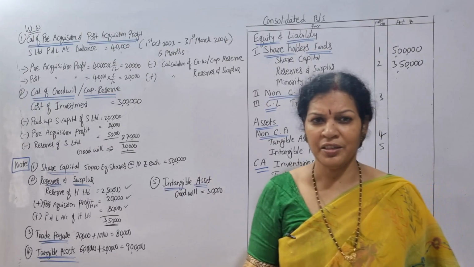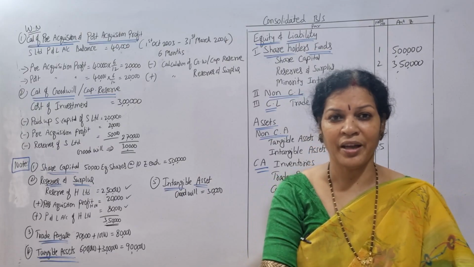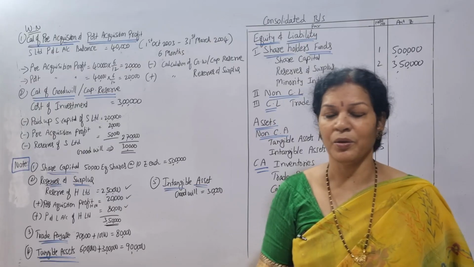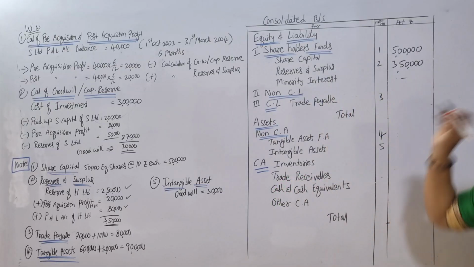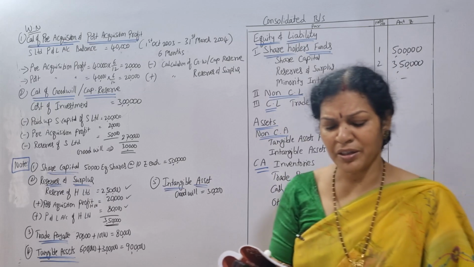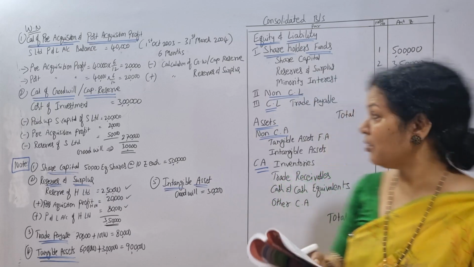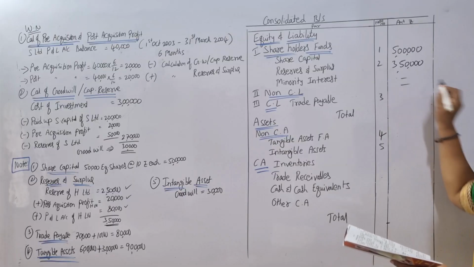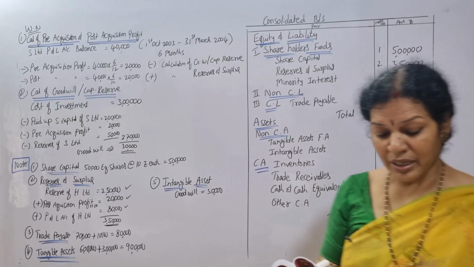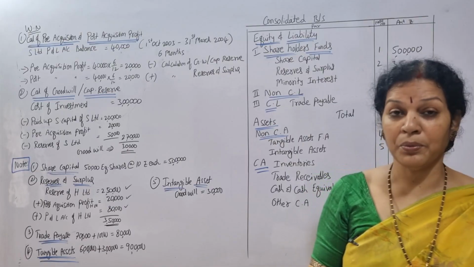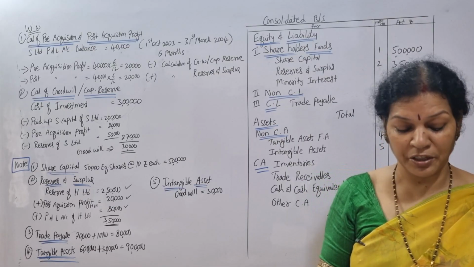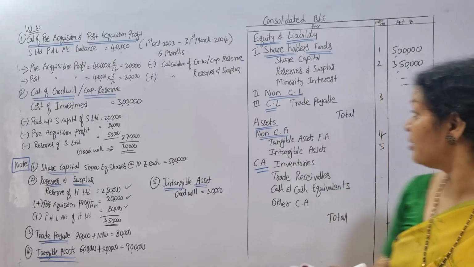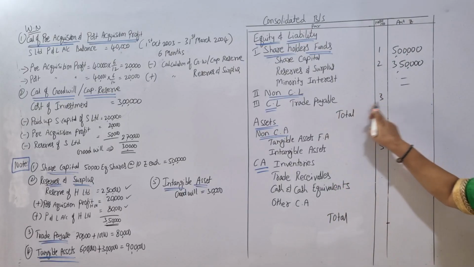Is there minority interest? No, because it is 100% investment by the holding company. So there is no minority interest. In the same way, non-current liabilities, long-term liability is not there, so nil. Next, current liabilities. In current liabilities we can write trade payable only. Trade payable means creditors. This is point number 3, trade payable.